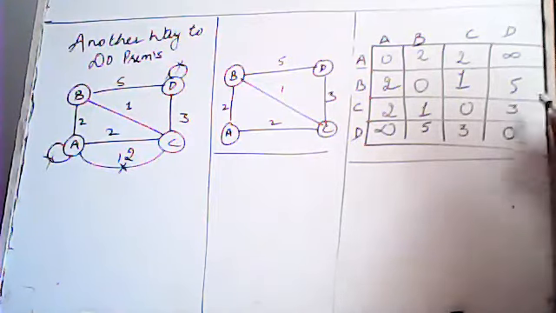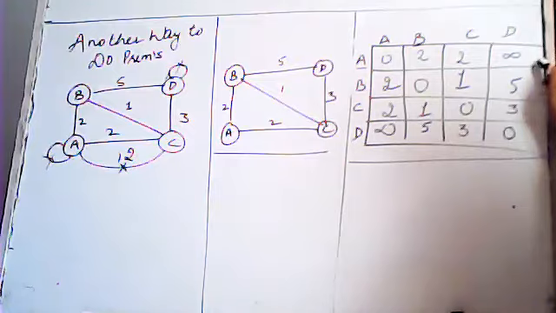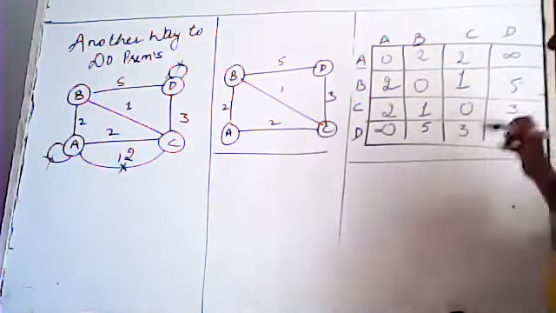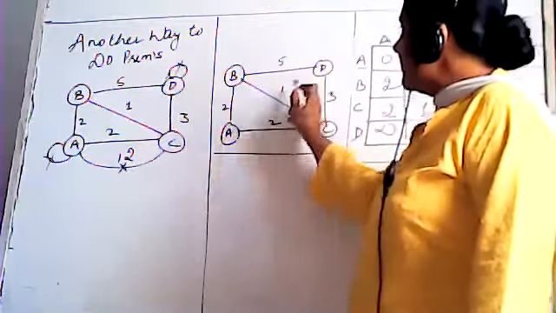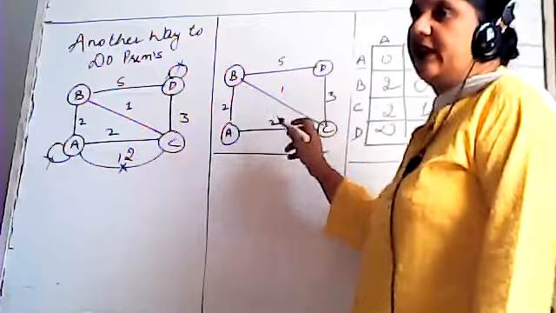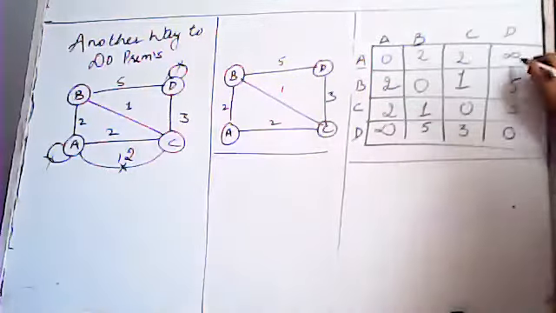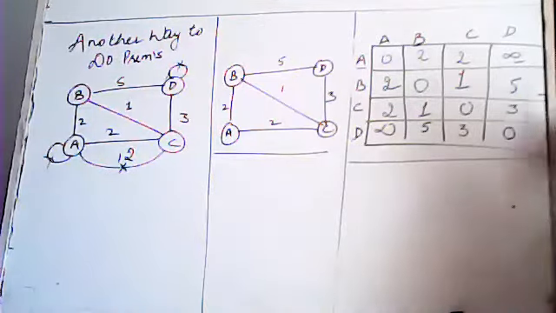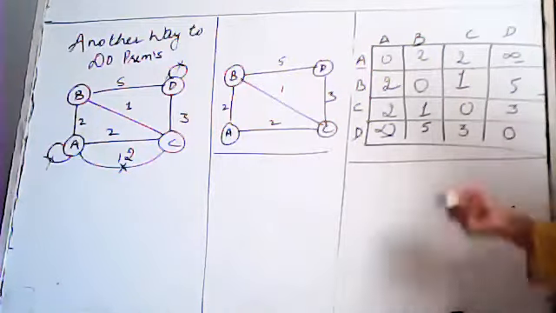This tabulation part is clear. We have put infinity where there are no edges between any given vertices. See, from A to C, there are no edges given to us. Between the vertices A and D, it will be infinity. So vice versa is also there.